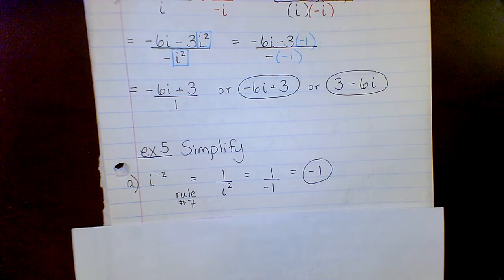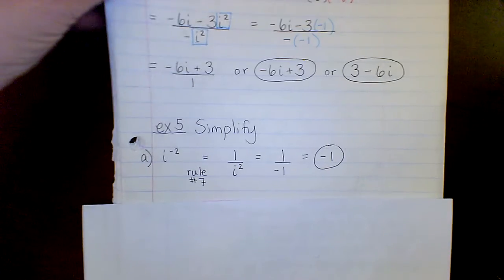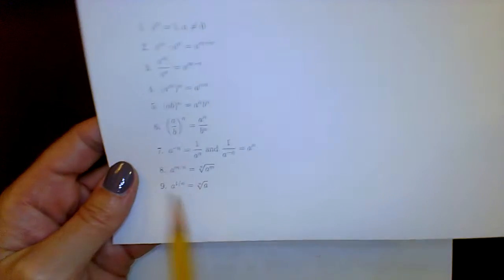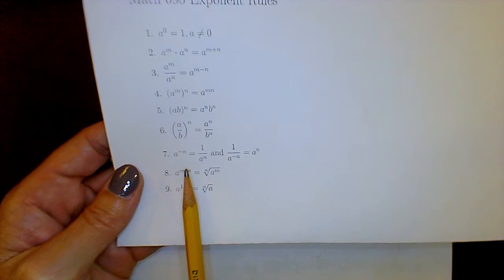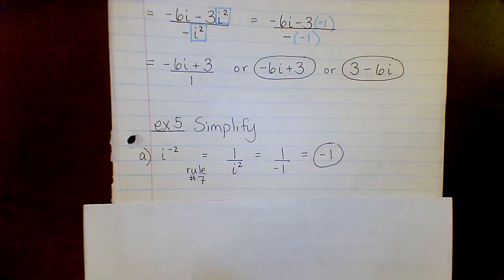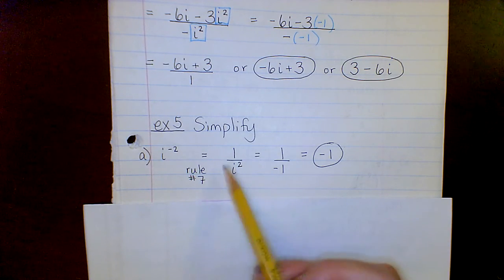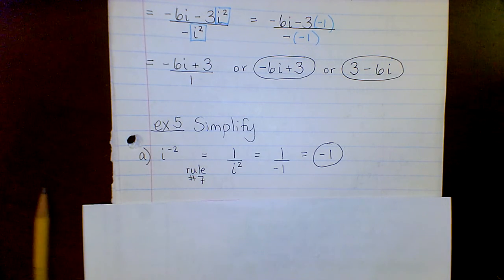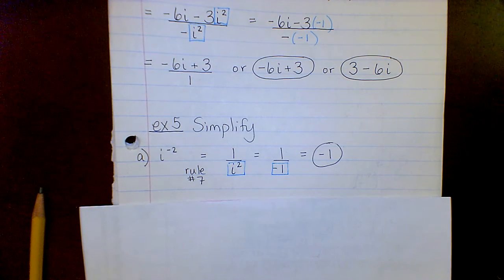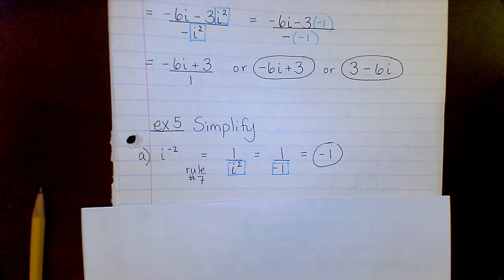Okay, last one. Let's look at some negative powers of i. If you have a negative exponent, remember from our exponent rules, this one down here, rule number 7, that something to a negative power is 1 over that thing to a positive power. So i to the negative 2 is the same as 1 over i squared. Well, remember what i squared is equal to? i squared is equal to negative 1. So 1 divided by negative 1 is just negative 1.